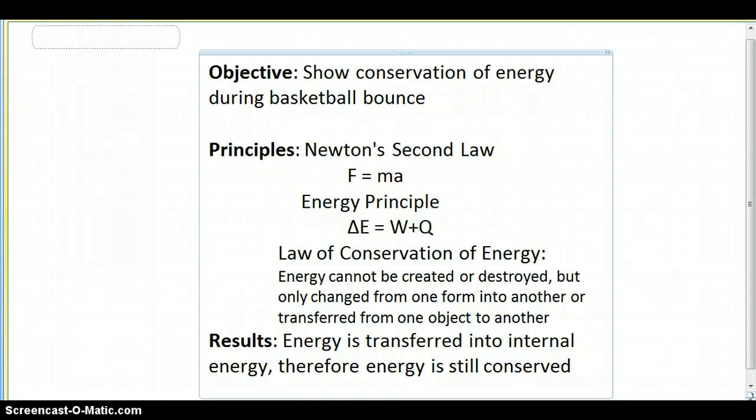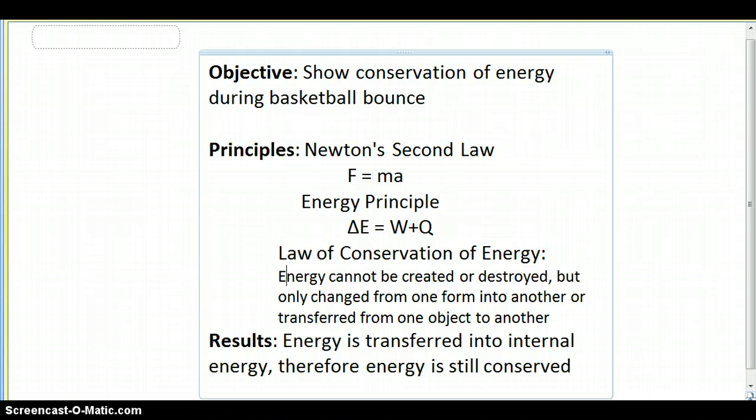To do this, I used Newton's second law, which states that force is equal to mass times acceleration. Newton's second law was used to model the motion of the ball. The other principle I used was the energy principle, which states that the change in energy is equal to the change in work plus change in internal energy, which is found when the ball hits the ground.